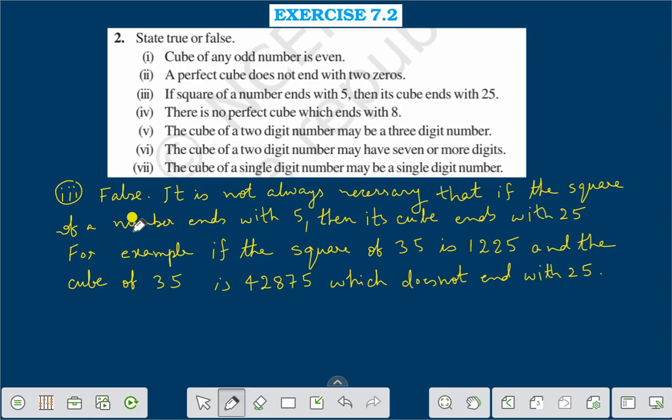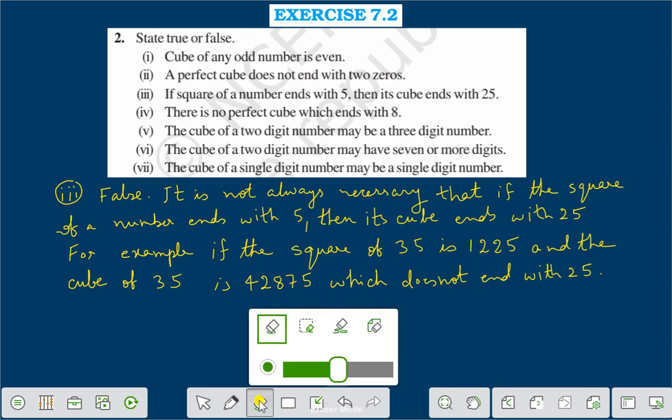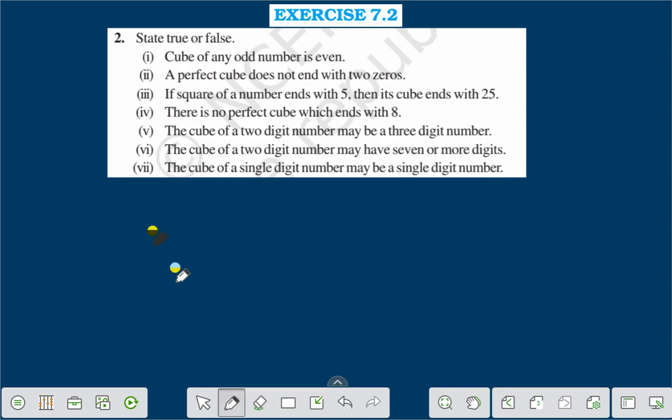Now we'll solve question number 4. Question number 4 is, there is no perfect cube which ends with 8. That is false.